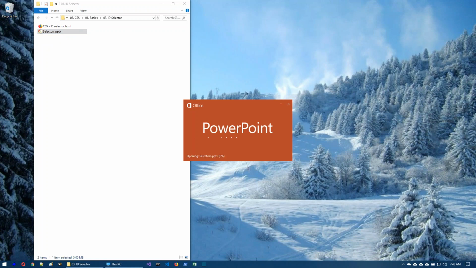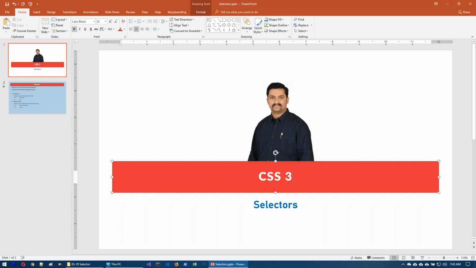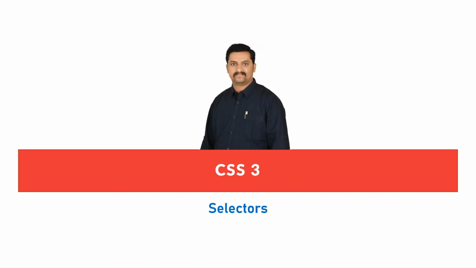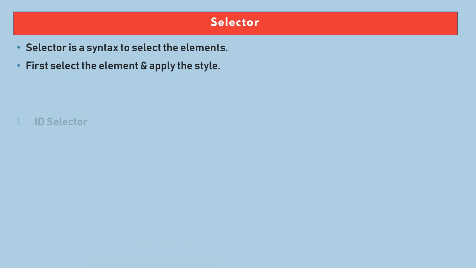Next, we have to learn more about selectors. So what is a selector? A selector is a syntax to select the elements. First we have to select the element, then we have to apply the style. There are many selectors, around 10 to 15, but presently we are going to cover only two selectors, that is the ID selector and the tag selector.